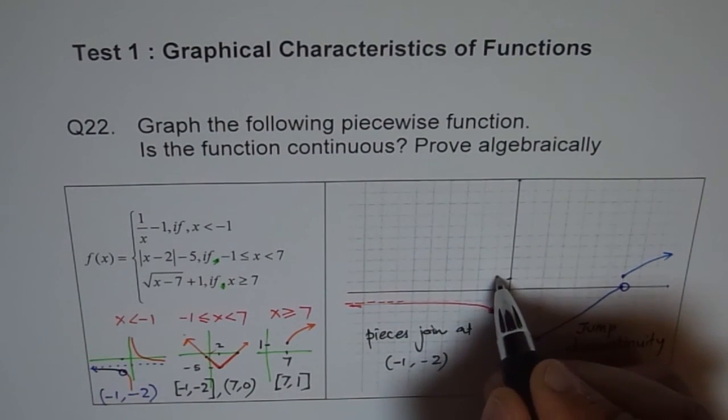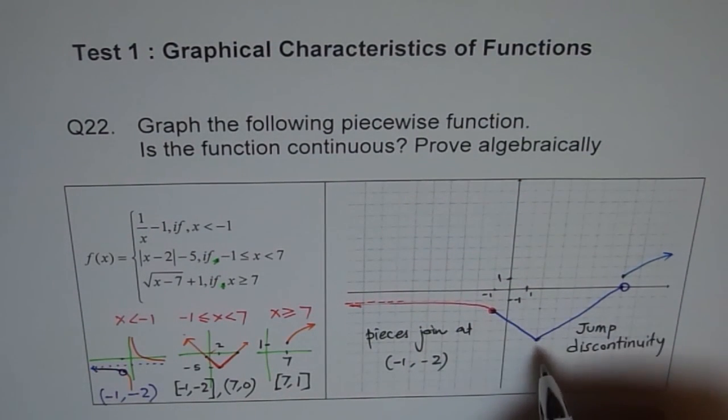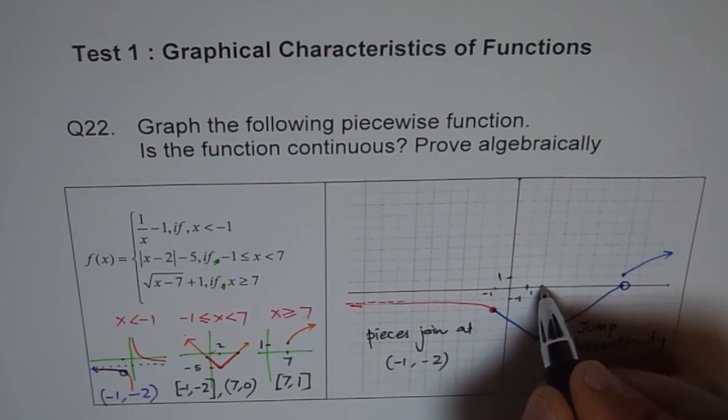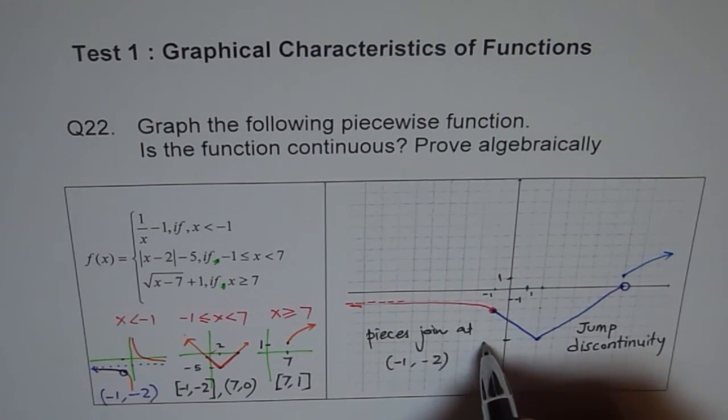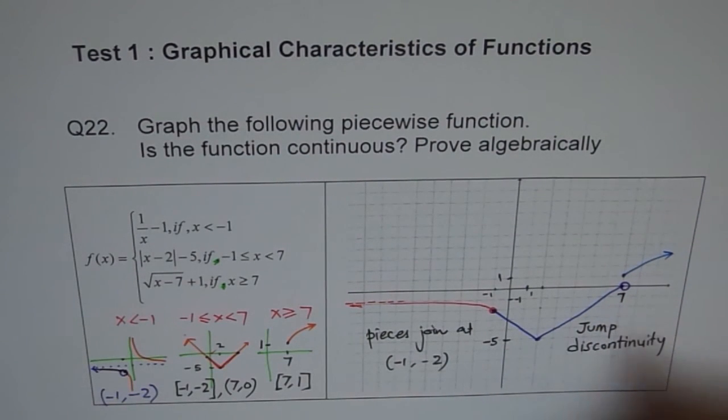In general, our graph is 1, each unit is 1, right? -1. Correct? And these are our critical points. This was 2, right? And this is -5. And this point is 7 for us, correct? Anyway, so I hope you understand how to solve this kind of a problem.